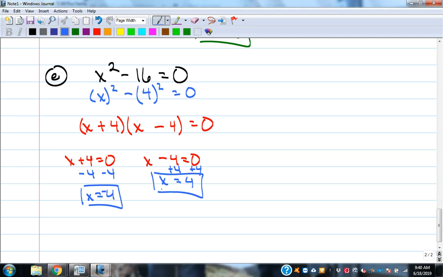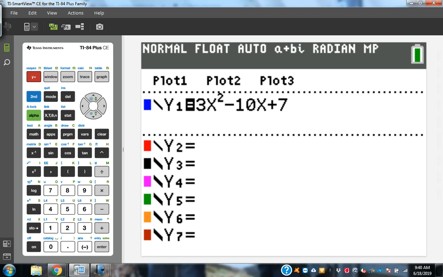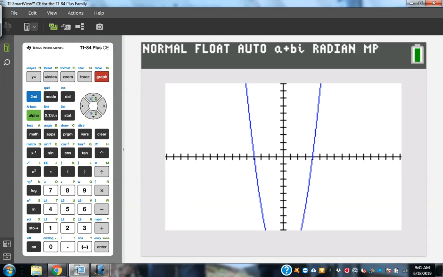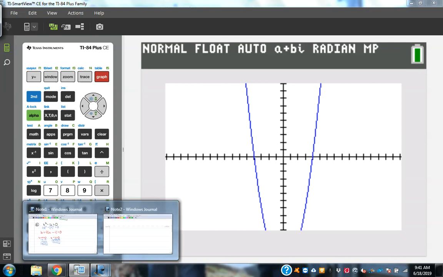If we were to graph x squared minus 16, y equals, clear, x squared minus 16. We see it crossing. We don't even have to type those in. We can see that perfectly, that it's crossing at negative 4 and positive 4. Works out wonderfully. Okay. So anytime it crosses, we can check that with that.